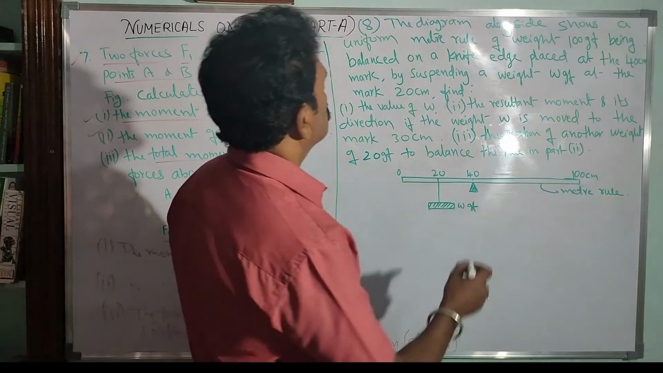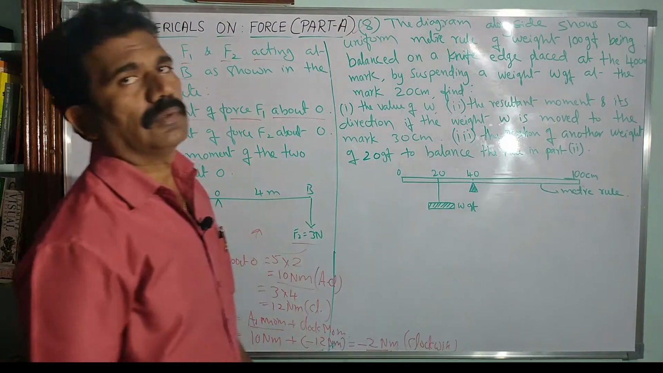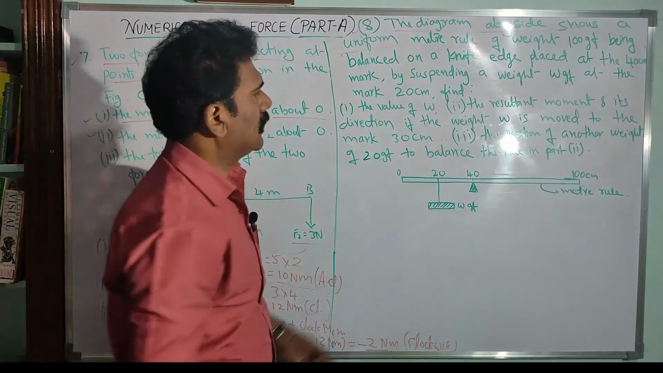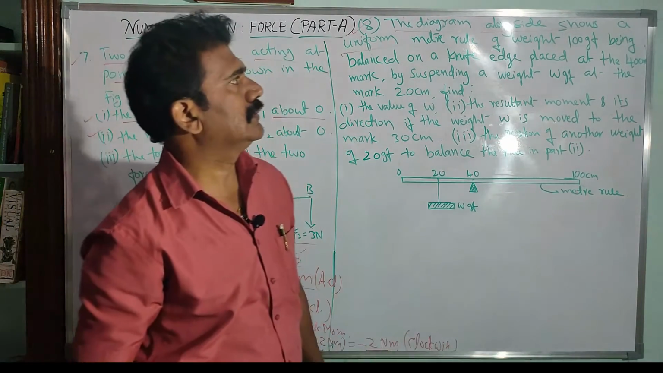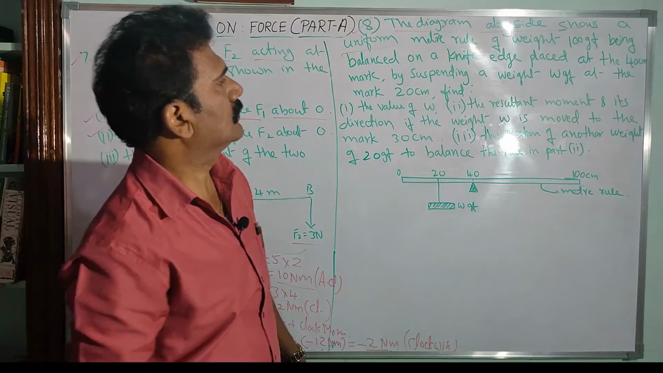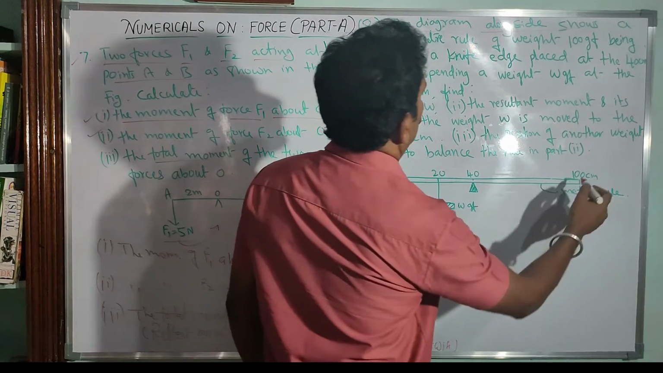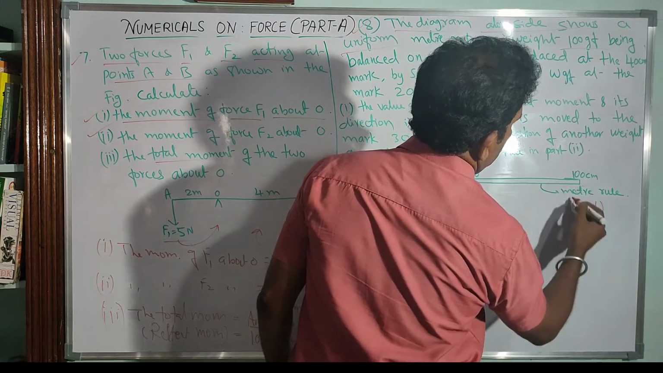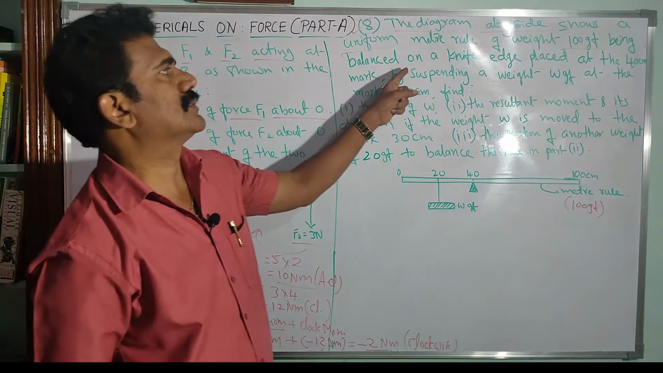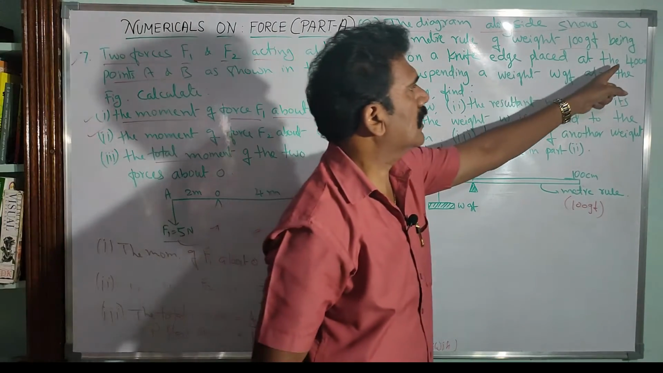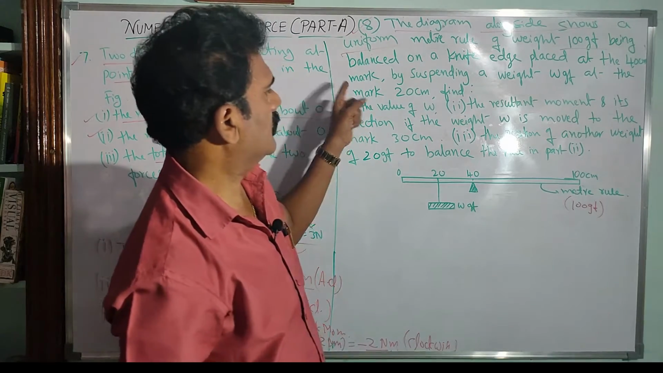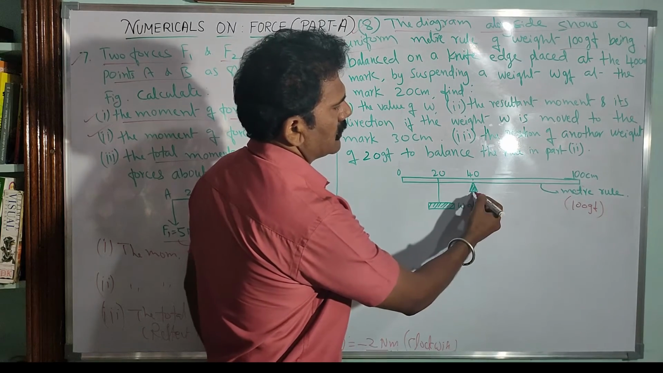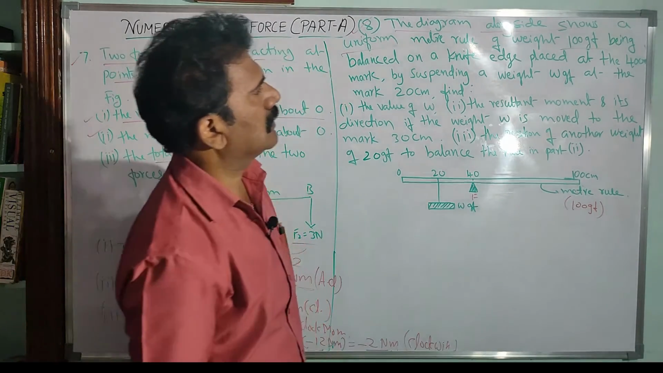Look at this, numerical problem number 8. The diagram alongside shows a uniform meter rule of weight 100 GF, 100 gram force. So the total weight of the meter rule is given as 100 GF. It is being balanced on a knife edge placed at the 40 centimeter mark. You see here is the 40 centimeter mark, so the beam is balanced using a fulcrum at the 40 centimeter mark.